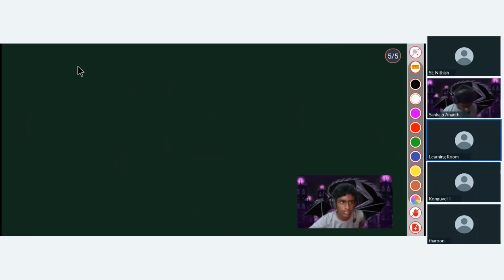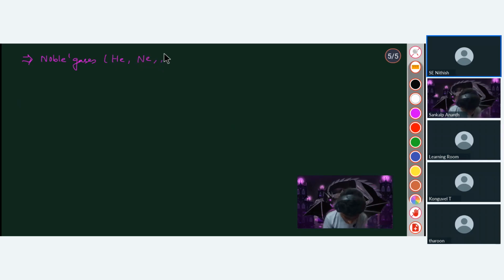Now, after Mendeleev gave his periodic table, after I think 1 year, noble gases were discovered. When it was told to Mendeleev, where will we place these noble gases? Can you tell me which are noble gases? Helium, neon, argon, krypton, xenon, and radon. And the last element, discovered recently, is oganesson. This is the last element of the periodic table. Now, when it was told to Mendeleev where these noble gases will be kept, what did he do?